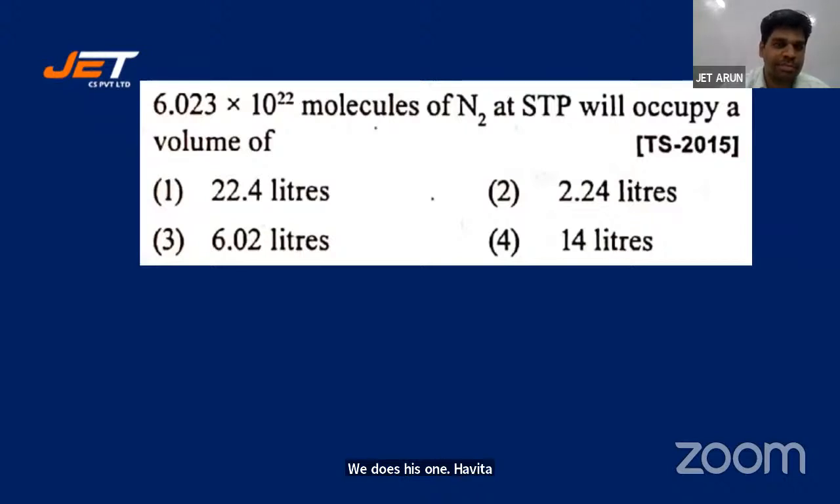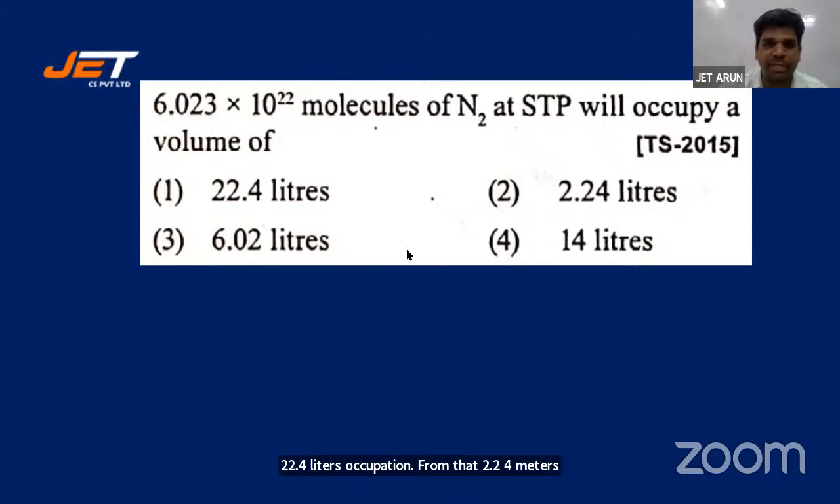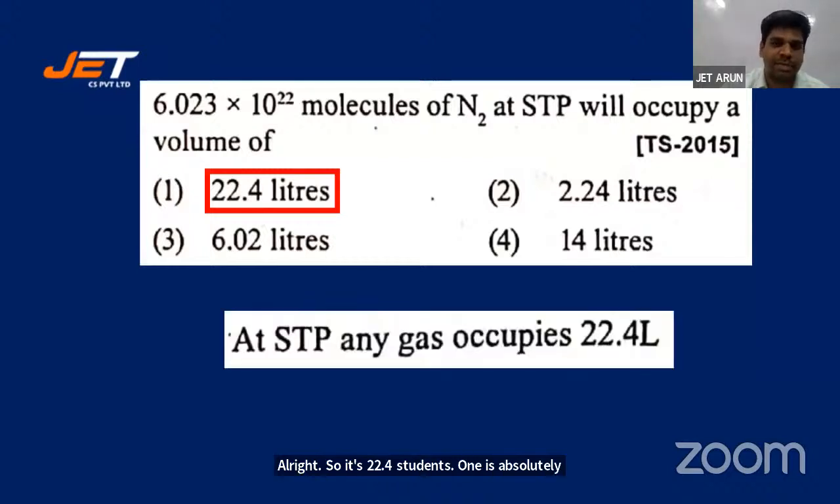Okay, this question: these many molecules of N2 at STP, how much volume will they occupy? That's the question, students. We have so many molecules, 6.023 into 10 power 22 molecules of N2 at STP, standard temperature and pressure. How much volume will it occupy? 22.4 litres, 2.24 litres, or 6.02 into 10 power 14 litres? So it's 22.4, students. One is absolutely right. Everyone is right.